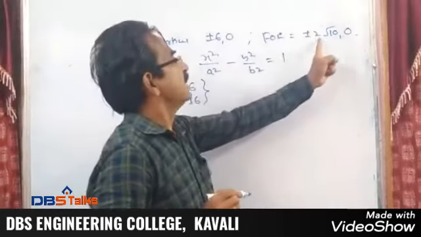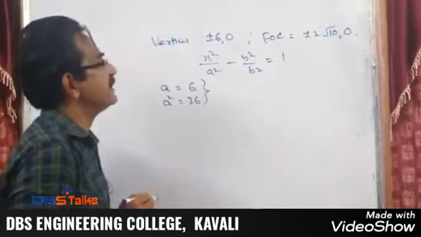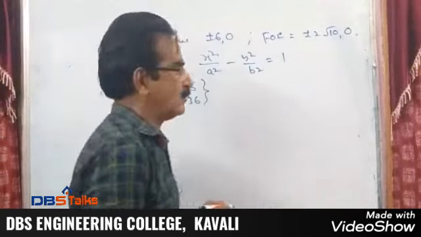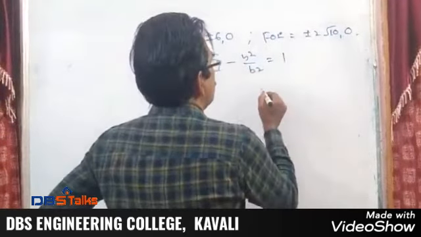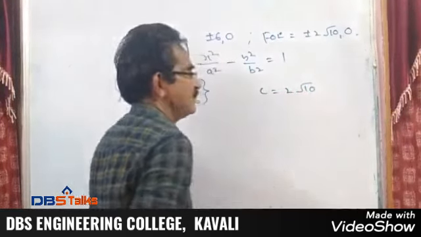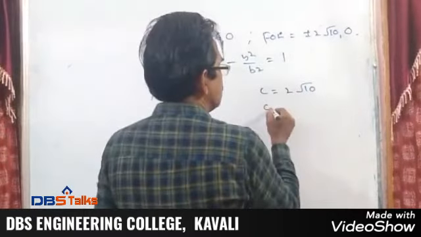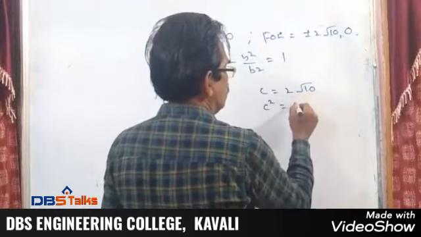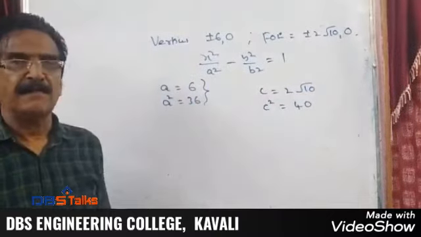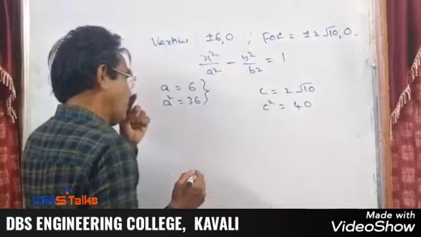And let us take the foci. Foci means, friends, you know, plus or minus c, 0. So c is equal to 2 root 10. So c square is equal to 4 into 10, which is 40.